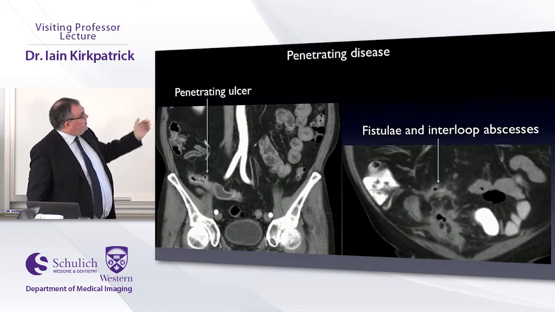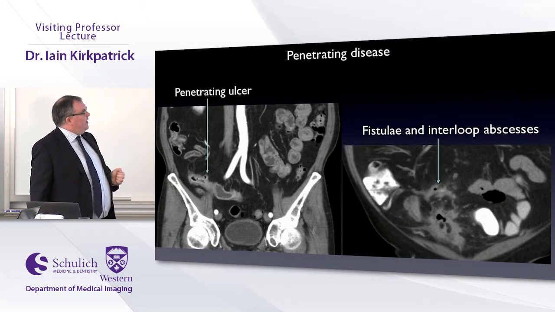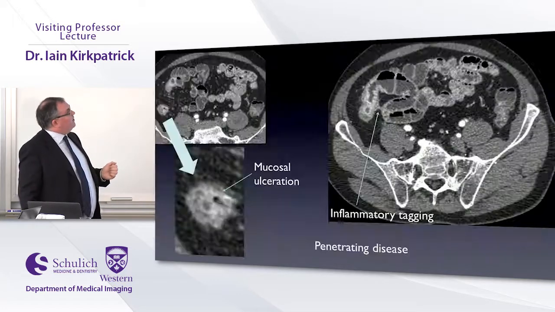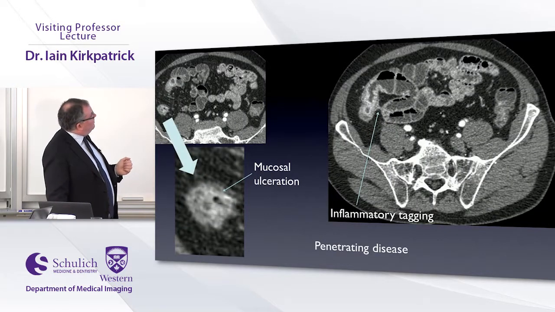And then penetrating disease, some of the things you might want to look for are penetrating ulcers, fistulae, and intraloop abscesses. And I think CTE is actually quite nice for finding subtle penetrating ulcers that might have been tough to see just on regular scanning.